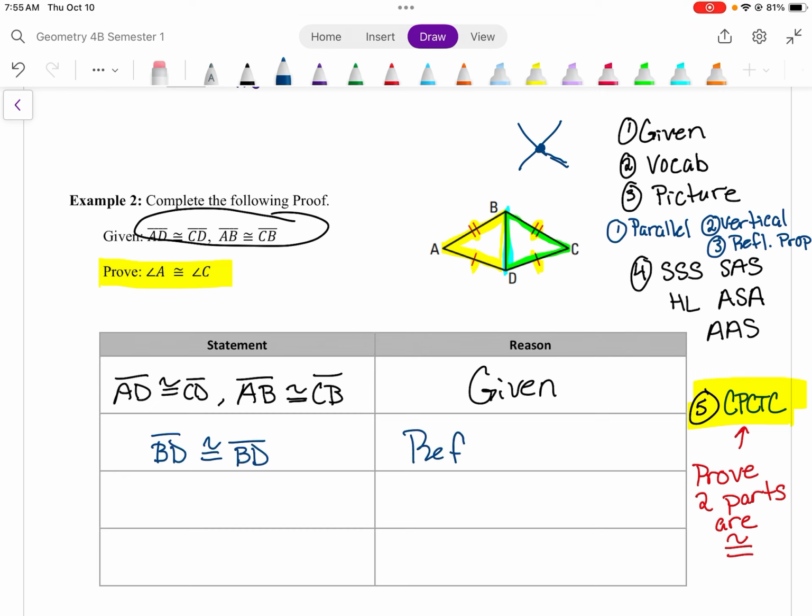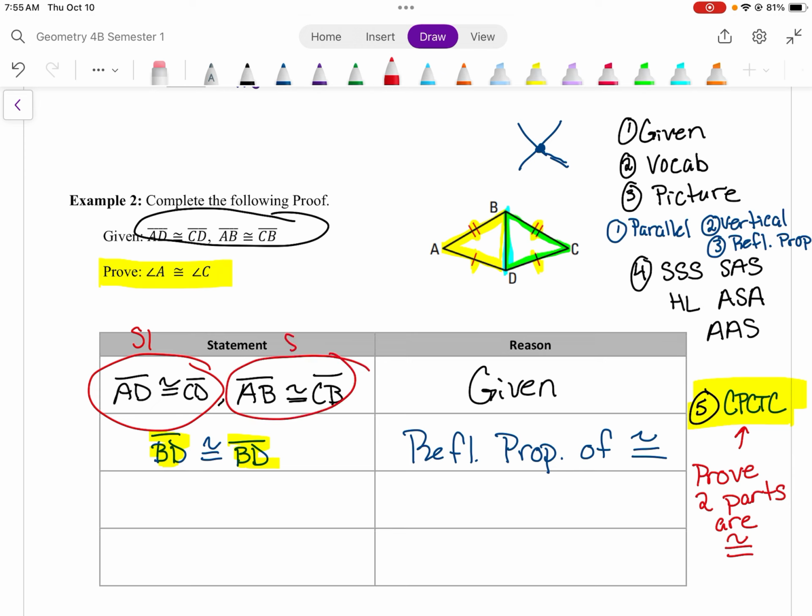That's our reflexive property of congruence. Reflexive property is when you're going to have two of the same things set congruent to each other. So then if we look at our proof, we have a side, a second side, and then a third side that we have shown are congruent to each other.